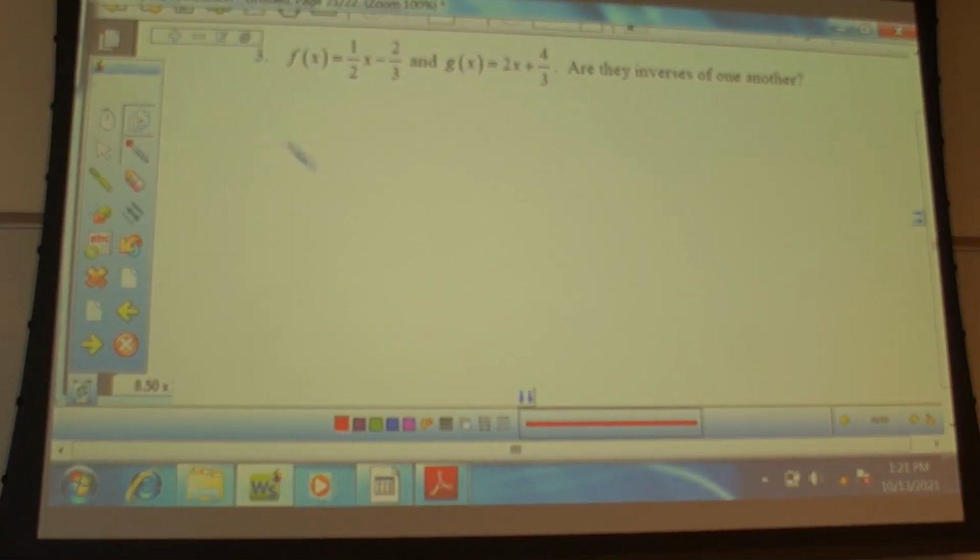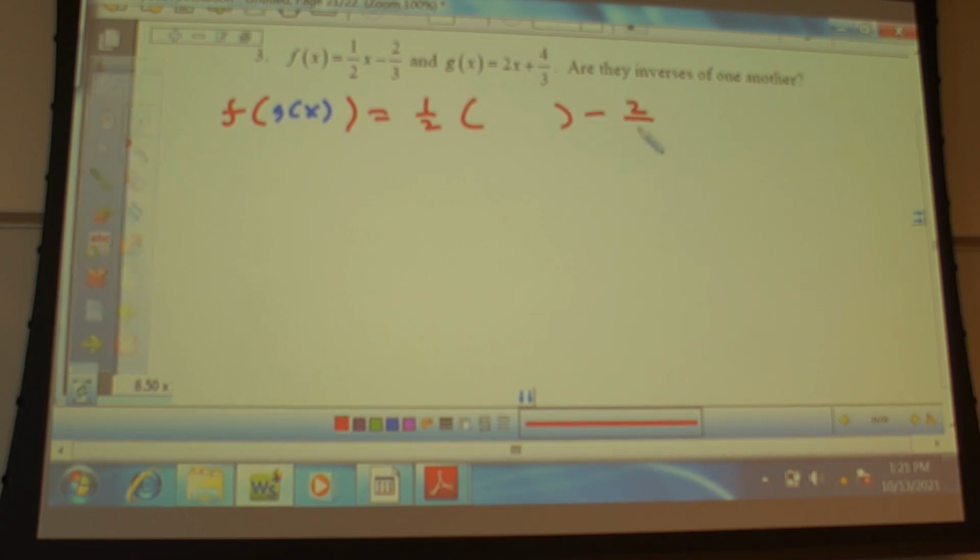So are these inverses of each other? Let's see, f of g of x. So that's going to be 1/2, giant parentheses, minus 2/3. And what goes inside of there? G of x. So 2x plus 4/3.